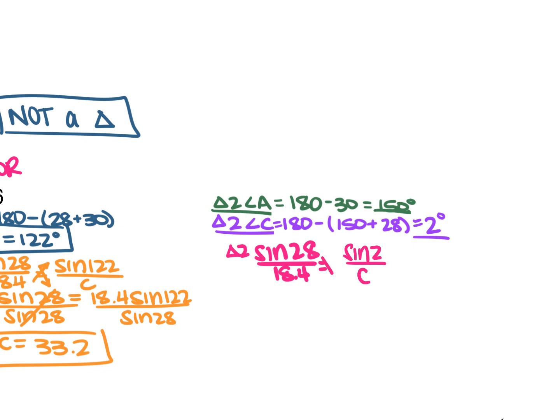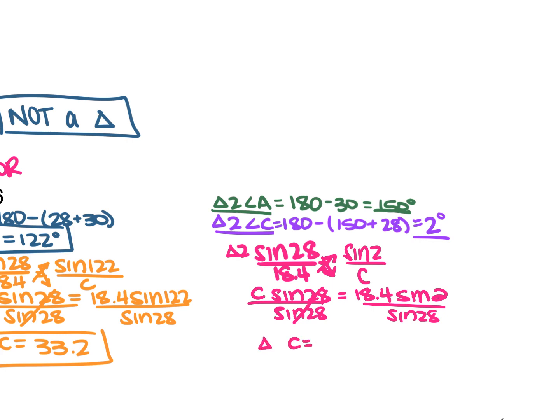So we're going to cross multiply like we have been. That gives us C times the sine of 28 is equal to 18.4 times the sine of 2. So we divide each side by the sine of 28. Use your calculator now. You're going to have the fraction 18.4 times the sine of 2 over sine 28. That gives you 1.36. That's 1.4 for C. So triangle 2, side C is 1.4.